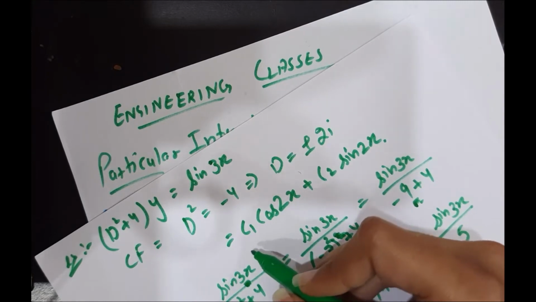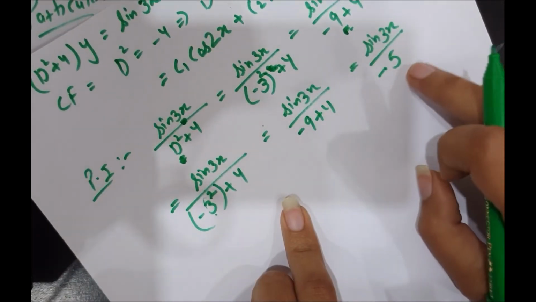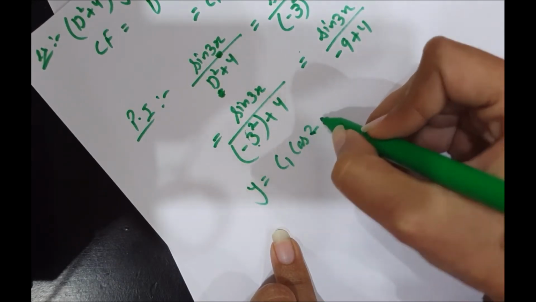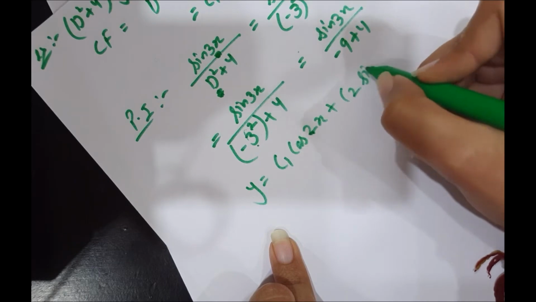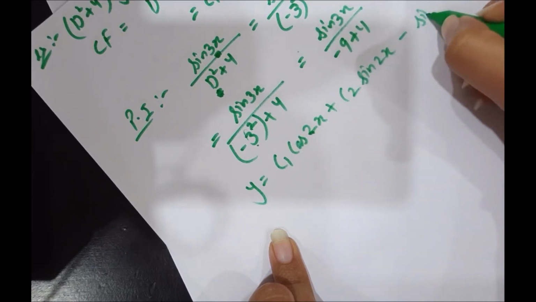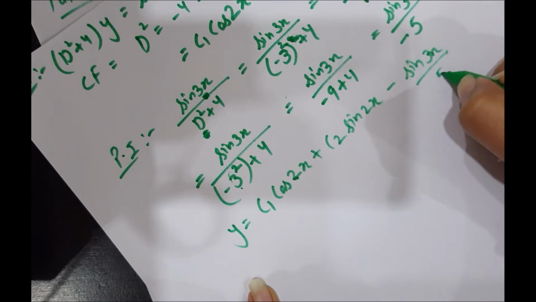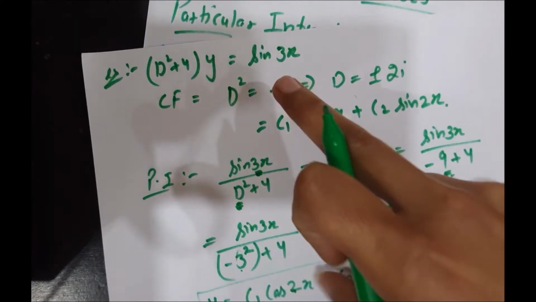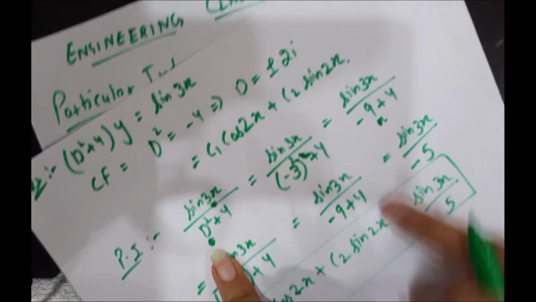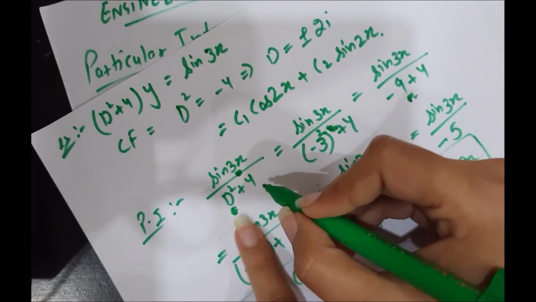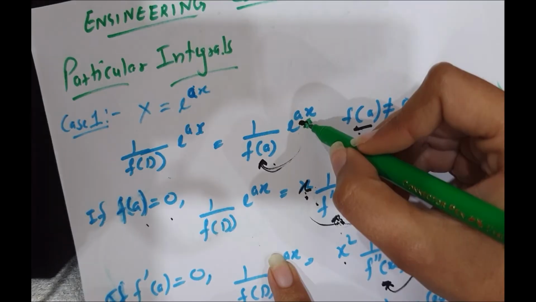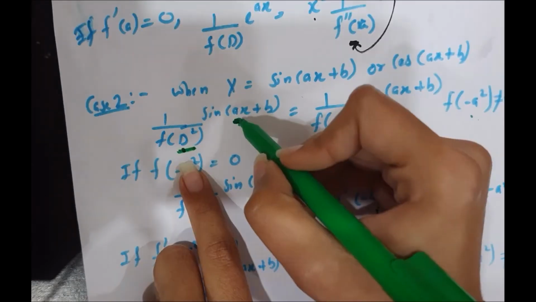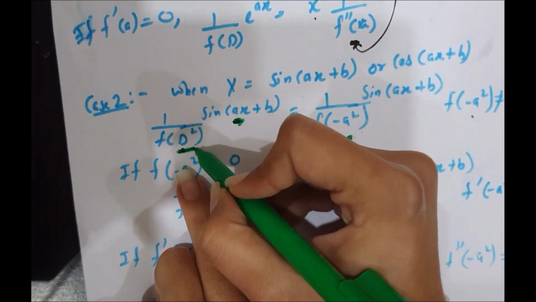So its complete solution would be this complementary function plus this particular integral. So the complete solution of this differential equation is this. And also remember, we have to put a square in place of d square, not d. In the previous example, we put this value of a in place of d square. Here we have to put this a value in place of d square, not d.